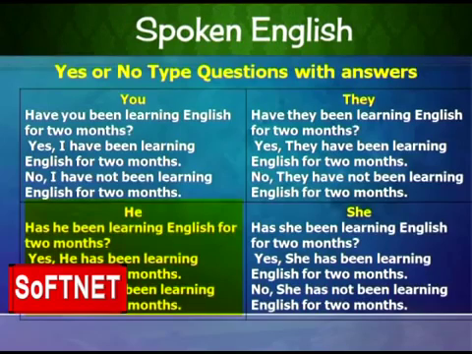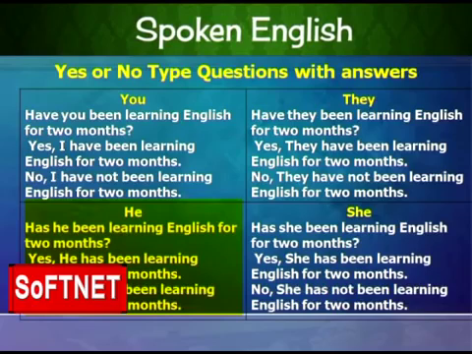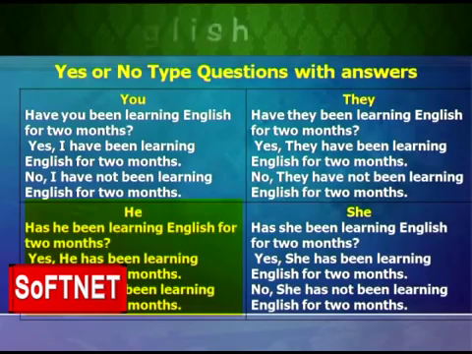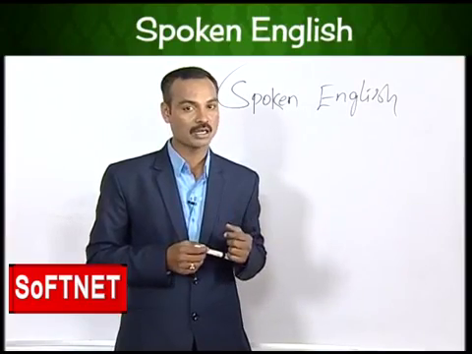He is there. Has he been learning English for 2 months? Answer is yes, he has been learning English for 2 months. If you want to say no, you can say like this, no, he has not been learning English for 2 months. Next, what is the last subject in this table?